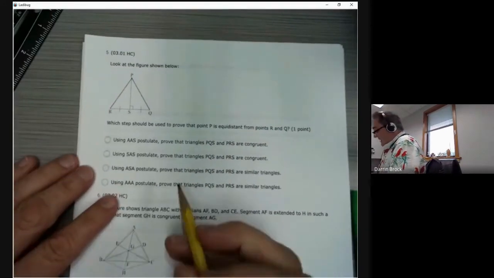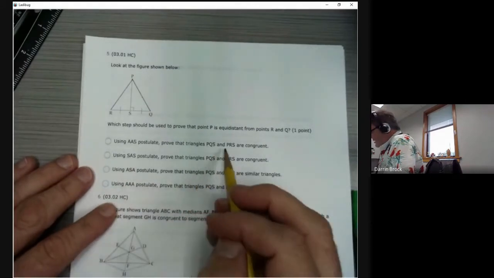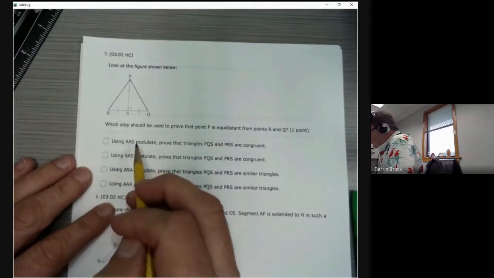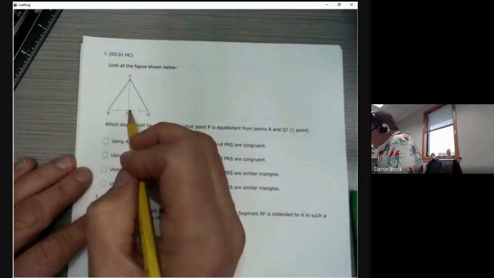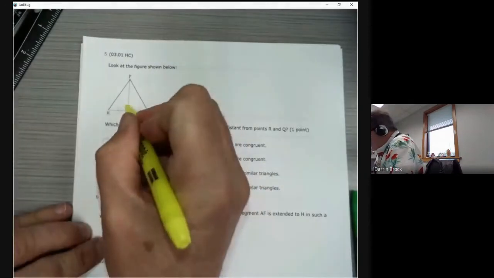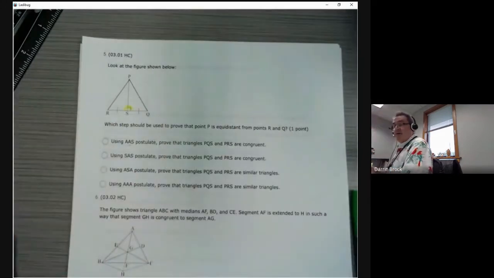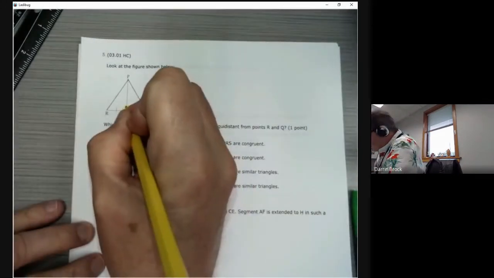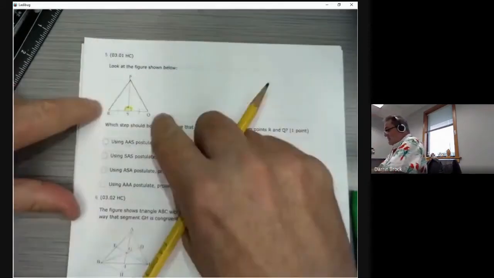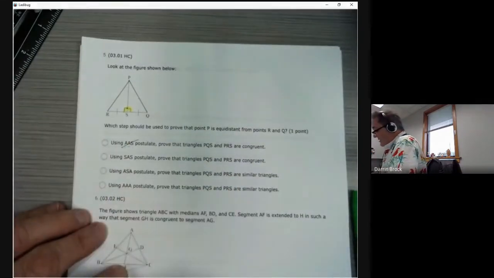Well, it says if we use the angle side postulate, that proves that PQS and PRS. So angle side, how can we prove that two angles are the same? Well, we know that one angle is the same. This is a 90-degree angle. So that means the other side has to be a 90-degree angle. So these two angles do equal each other. There's no doubt. This has to be 90 over here also. So we have an angle that's equal, but we don't have a way to prove these other angles are the same. So it doesn't look like we can do that.